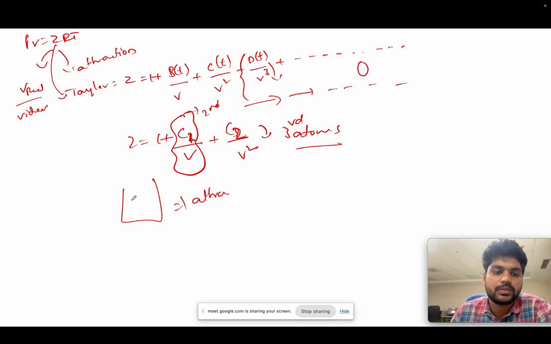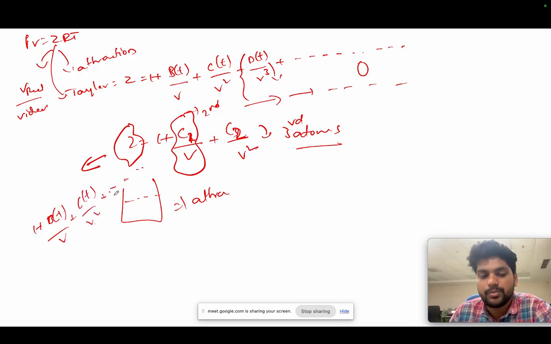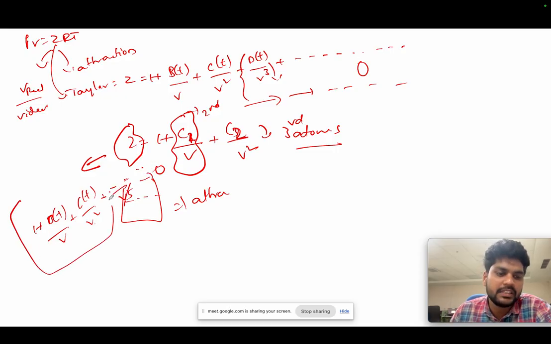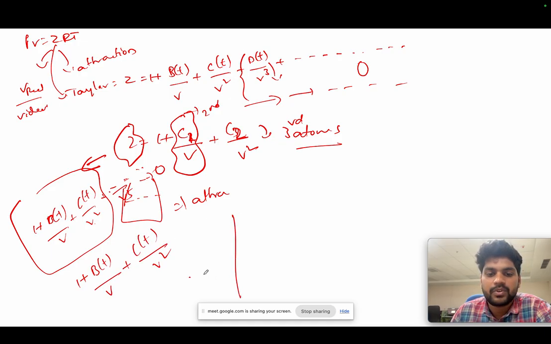Until now they didn't know how to calculate the attraction and repulsion forces, so they expanded this factor in terms of a Taylor series. They got this as B of T by V plus C of T by V square, and so on. As the volume increases, the terms tend to 0, so they have taken these three terms: 1 plus B of T by V plus C of T by V square.